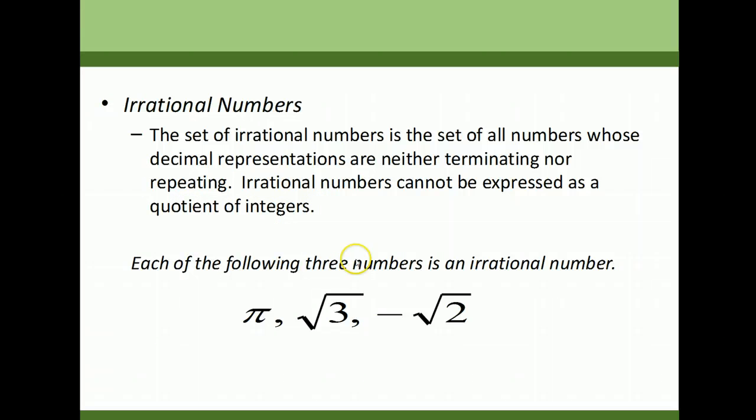Right? And each of these numbers listed below are irrational numbers. You may have seen this symbol before. This is the symbol for the number pi. This is 3.1415926, blah, blah, blah, blah. It keeps going on and on and on. The decimal does not terminate or repeat. The square root of 3 is also irrational. And so is the square root of 2. And if the square root of 2 is irrational, then so is the negative square root of 2. Again, their decimals do not repeat and do not terminate.